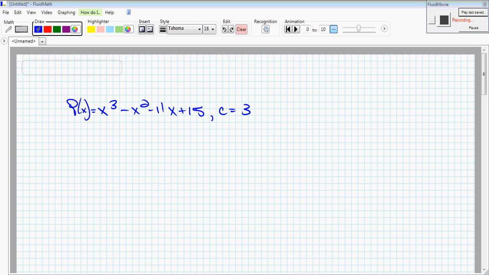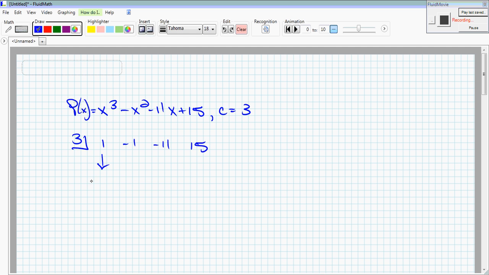Okay, for 55 it says to show that the given value of C is a 0 of P of X and to find all of the other zeros. So to show that this value of C is a 0, we're going to use synthetic division to evaluate and make sure the remainder is 0.